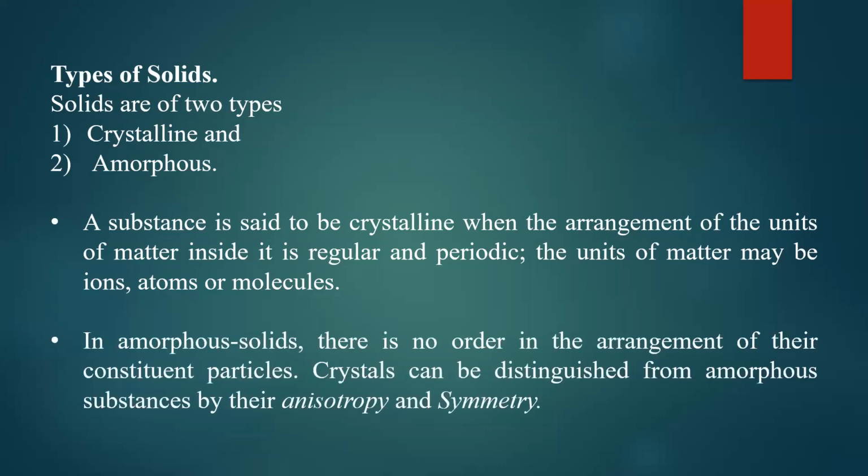Then in an amorphous solid, what will be the structure? There is no order in the arrangement of the constituent particles. In amorphous solids, the particles are not arranged in a particular order; they are not regular and not periodic. Crystals can be distinguished from amorphous substances by their anisotropy and symmetry. These two terms are very important.